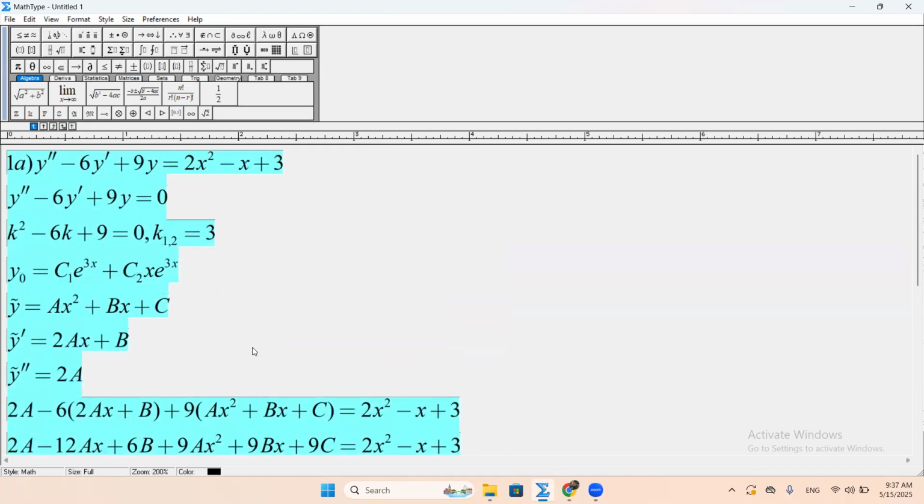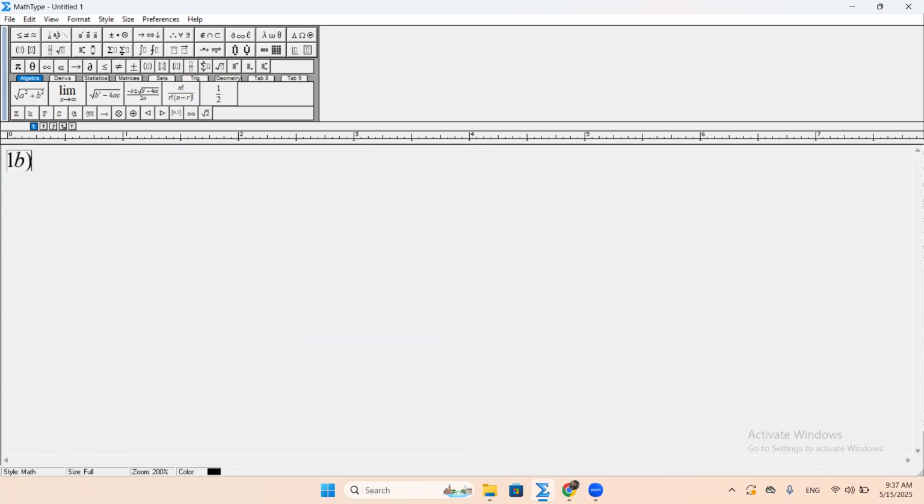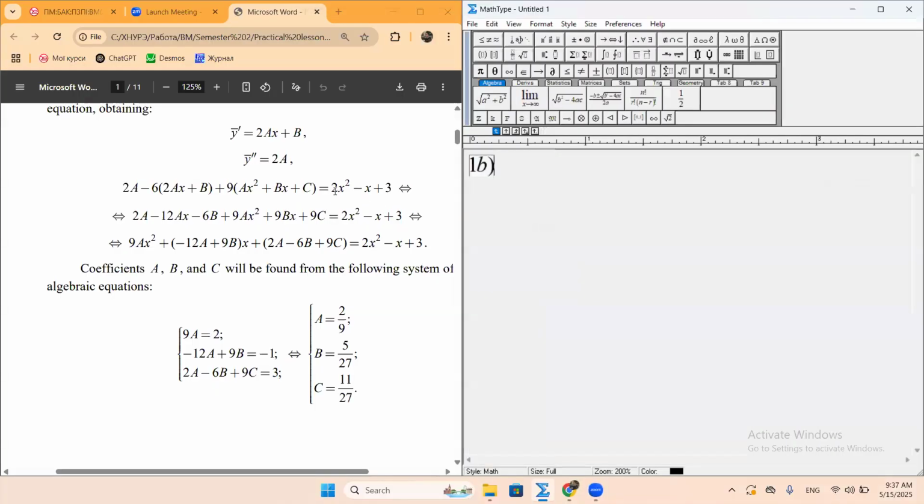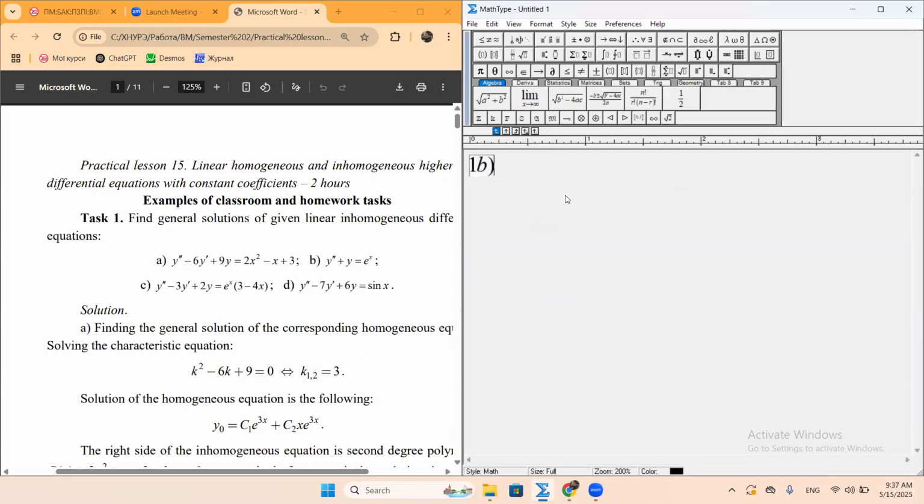Okay, as I see, no questions. So now let's move to 1b. We will have more practice with linear equations with constant coefficients.